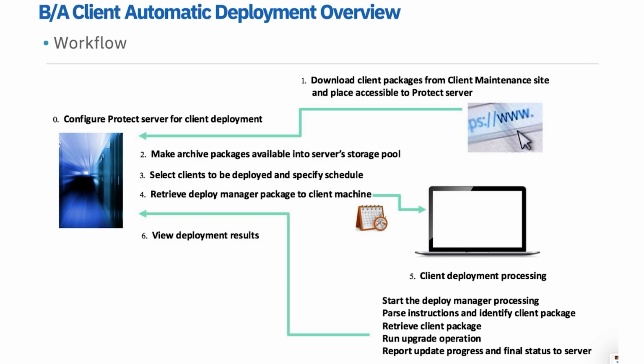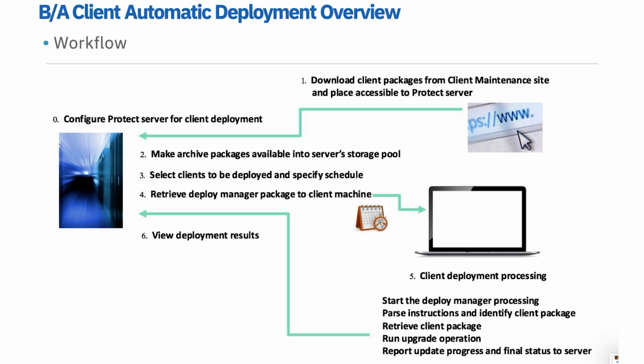Now, let's discuss a little bit about the workflow. First, you should configure the Storage Protect Hub server for the client updates. Once it is configured, you can identify the deployment packages that are needed for each platform and download them, that is the .exp files, that are used to update the backup archive client. These packages are then made available through the storage pool.